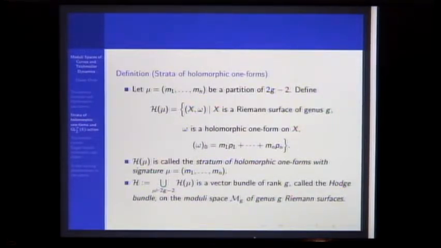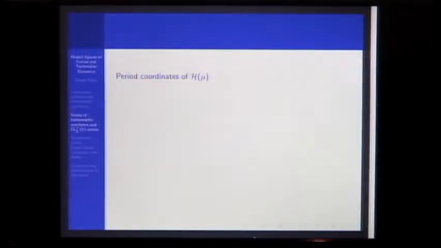So it's a rank g vector bundle, because on a genus g surface, the space of holomorphic one-forms is g-dimensional. So the union of them is just the Hodge bundle. In other words, this gives you a stratification of the Hodge bundle according to the zero type of the one-forms. And this H mu, this stratum, is not only a set, it has a nice geometric structure given by the following so-called period coordinates.